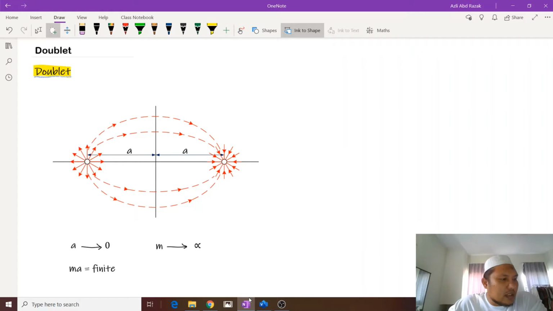Today we continue with the final of the basic potential flows, which is the so-called doublet. The doublet is formed by combining two basic flows, the source and the sink, in a special way.